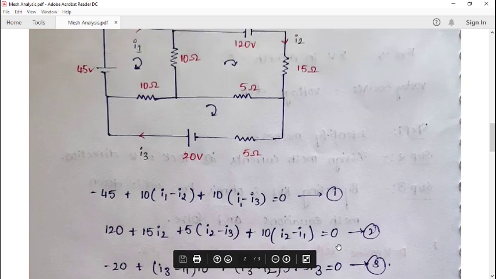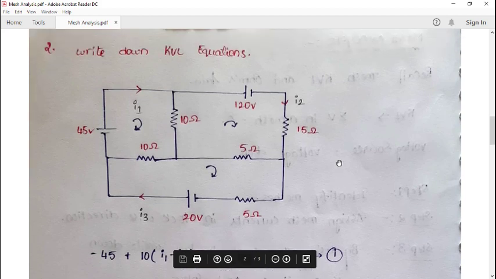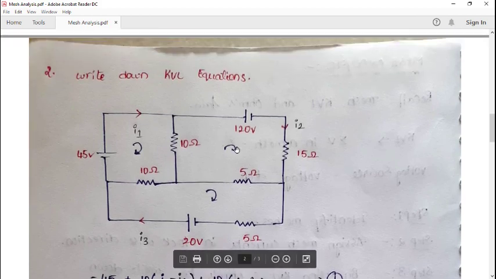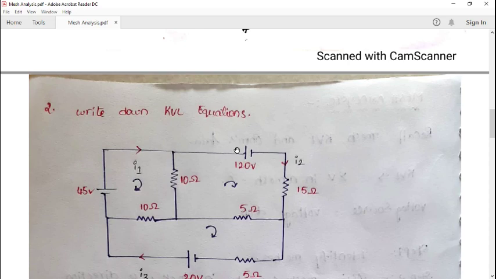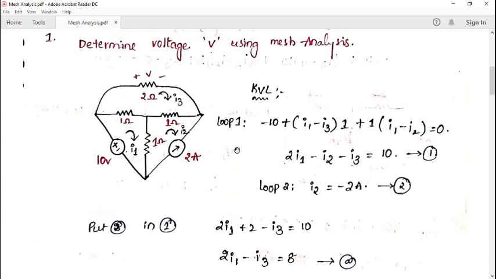So that is how we write Kirchhoff laws for given mesh analysis. So let us move to another problem. If we solve this one, it is very useful. Determine voltage V by using mesh analysis. So this is the circuit. This voltage we need to find out.